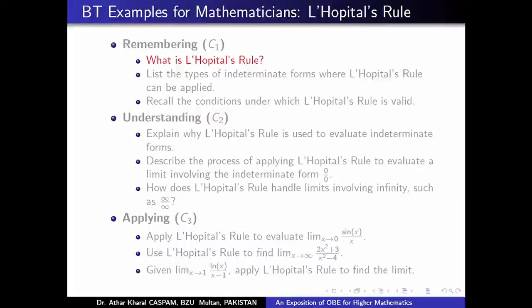Okay. For example, the first cognitive level is remembering. Now, within remembering, of course, we can ask the question, what is L'Hopital rule? Then list the types of indeterminate forms. You see that every example is starting from the verb which is associated with that particular cognitive level according to the table which I showed earlier. List the types of indeterminate forms where L'Hopital's rule can be applied. Recall, it is a verb. Recall the conditions under which L'Hopital's rule is valid.